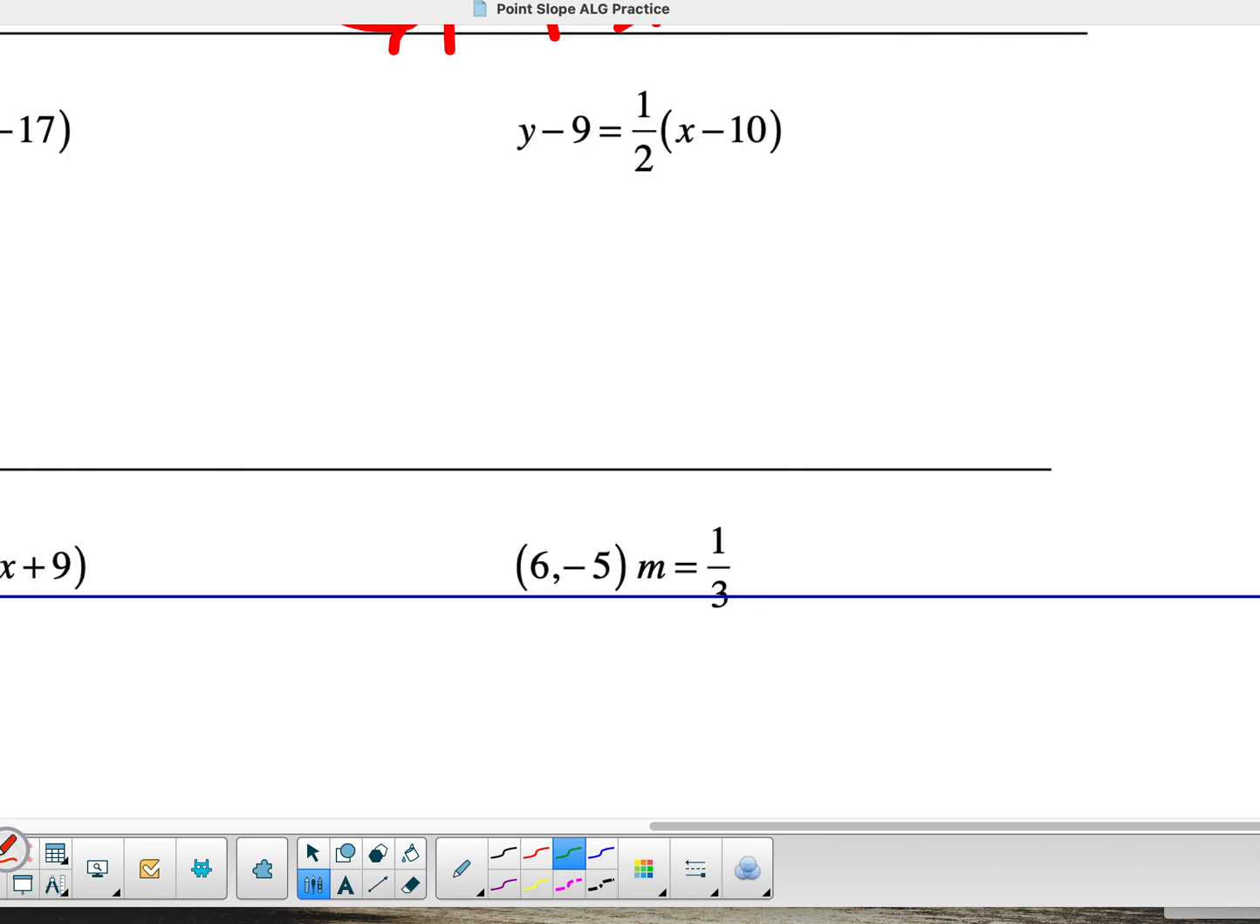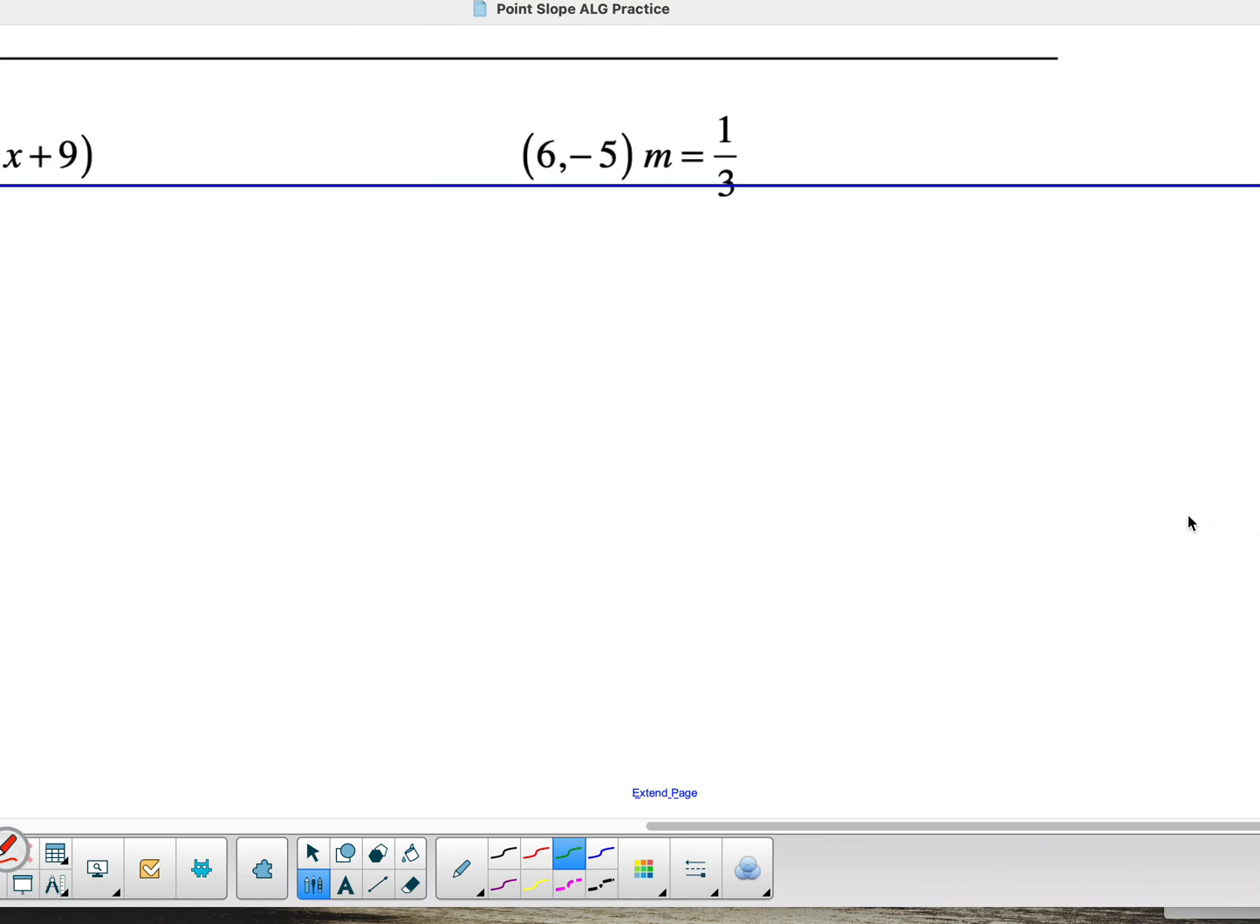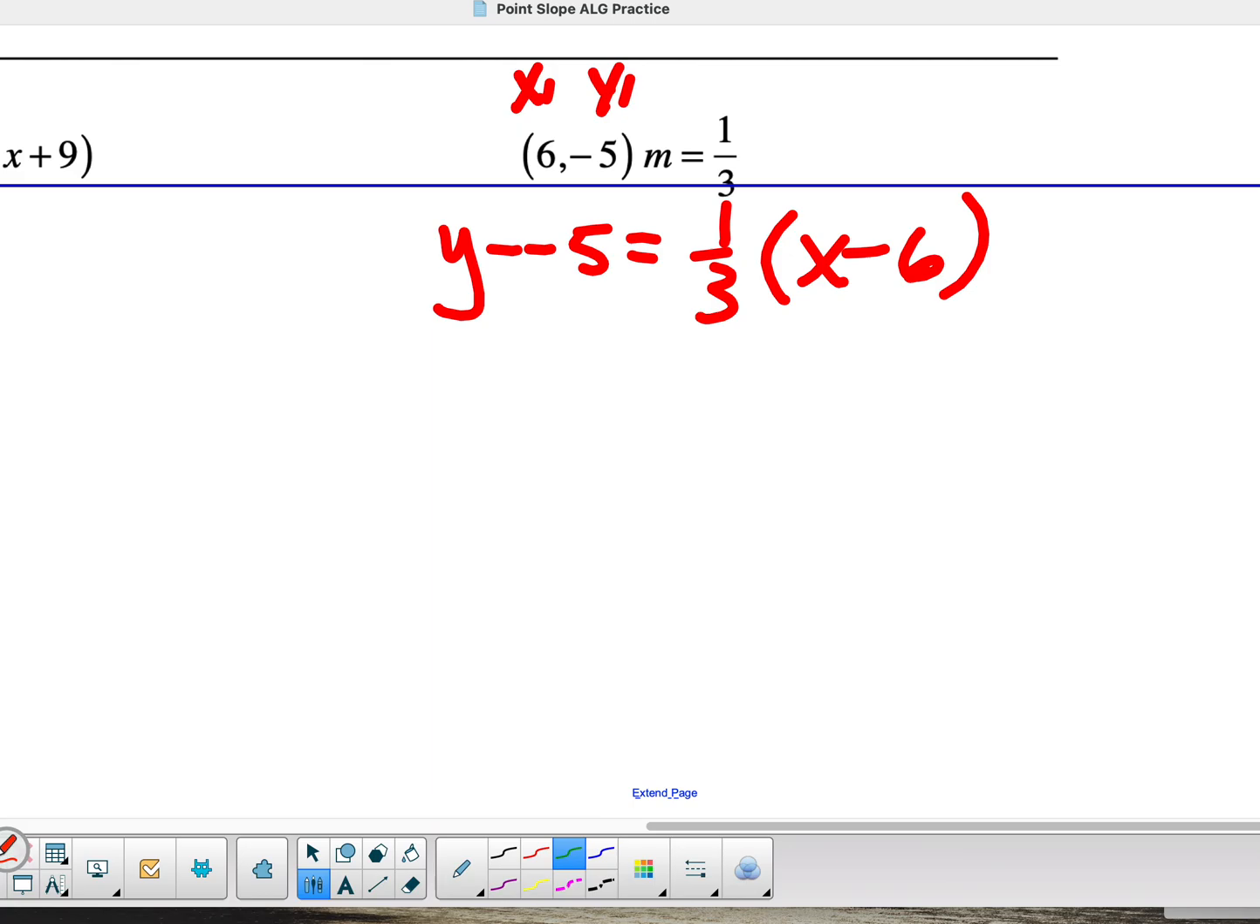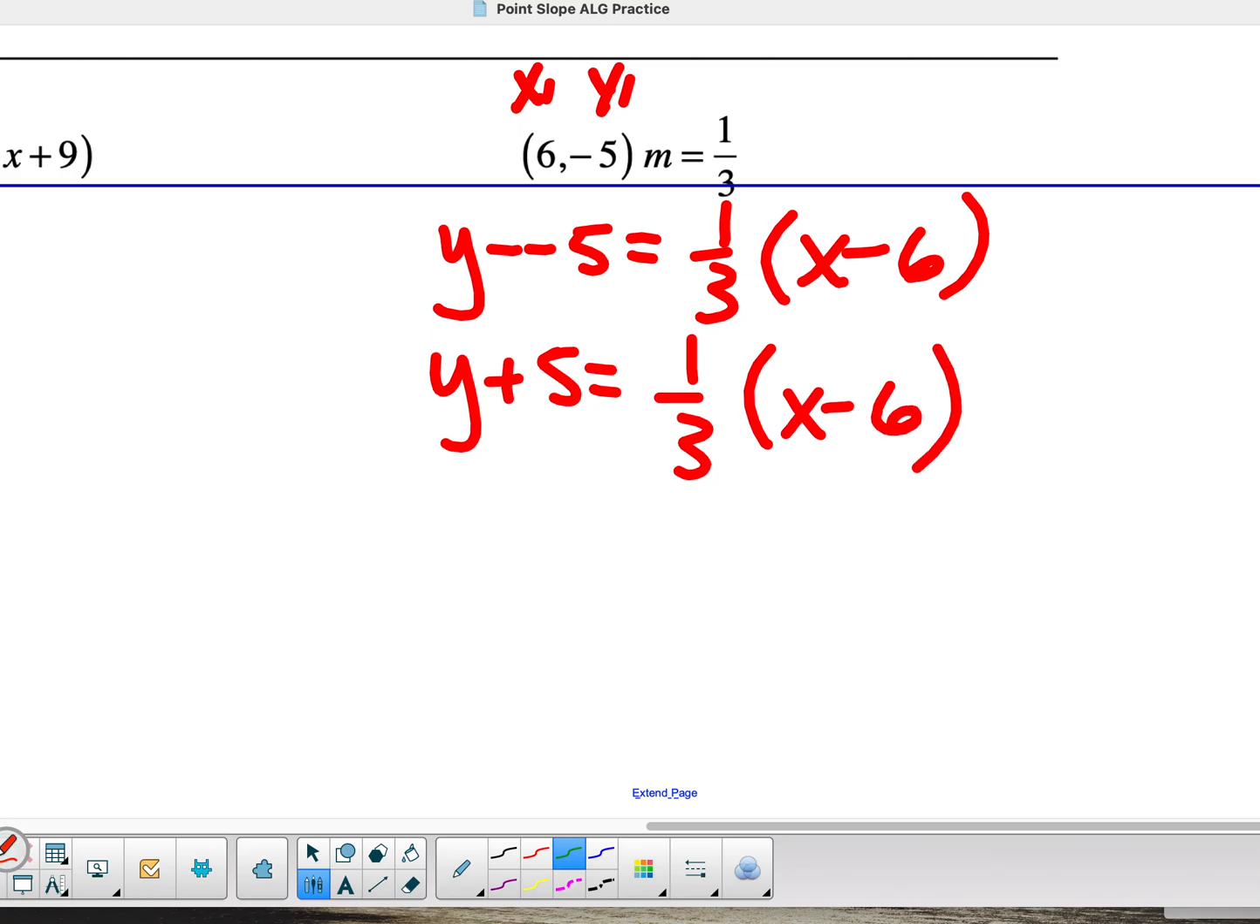So in the next example, instead of the equation being preset for you, you're given a point and a slope. So you need to know how to set this up yourself. The ordered pair you're given, the x and the y go in the subscript spots, so I'm going to set this up first. And I'm going to go ahead and rewrite this step as y plus 5. And now I'm going to take this form and I'm going to transform it into y equals mx plus b.